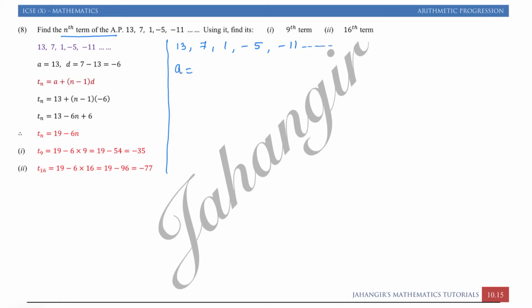So for that I will first write A is 13. Common difference is 7 minus 13, which is equal to minus 6. So now we have to find the nth term. For the nth term I will first write the formula: A plus n minus 1 into d. So therefore Tn is A, which is 13, plus n minus 1 as it is, d's value is minus 6.